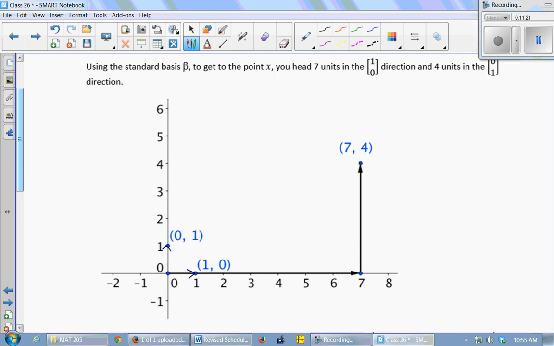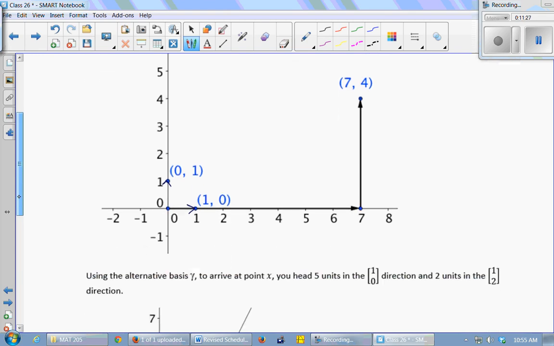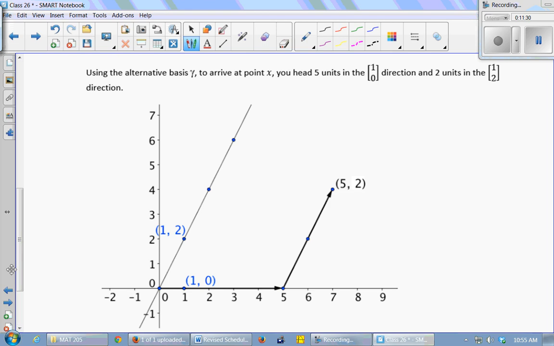But I could get to that same point using the coordinates 5, 2, with different basis vectors. If I use this alternative basis to arrive at point x, I had 5 units in the 1, 0 direction, 5 units this way, and then 2 units in the 1, 2 direction. I plotted the 1, 2 direction here, so I'm 2 units parallel to that 1, 2 direction, and I land at 5, 2, which is the exact same point I landed on before. We just called it 7, 4 before, and now it's called 5, 2. Different way of getting to the same point.